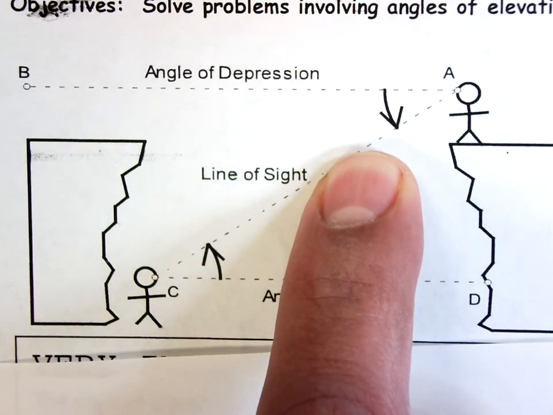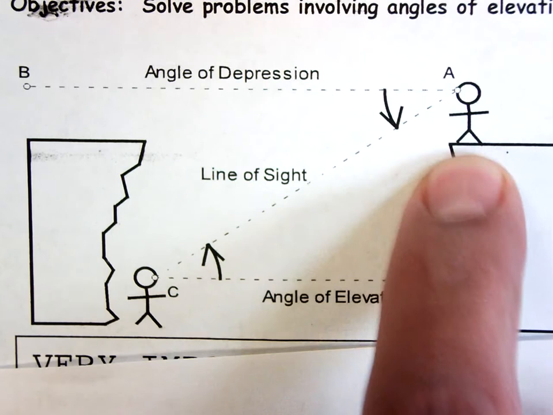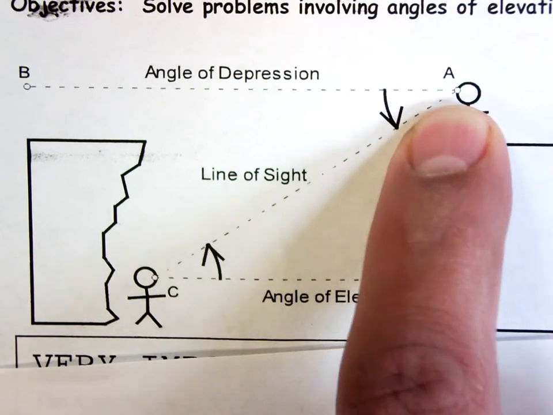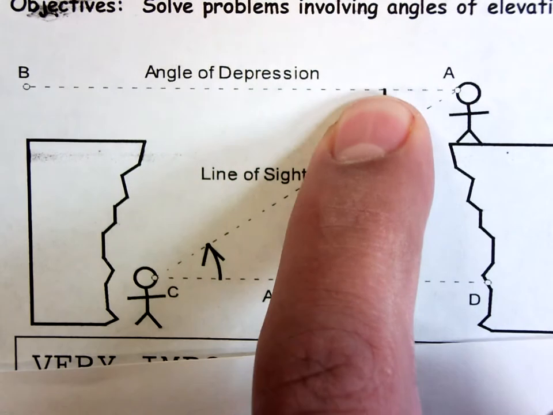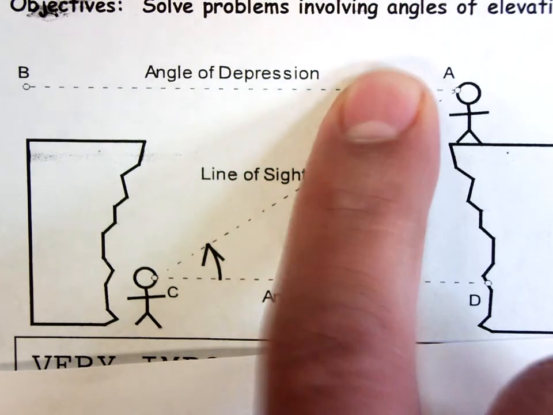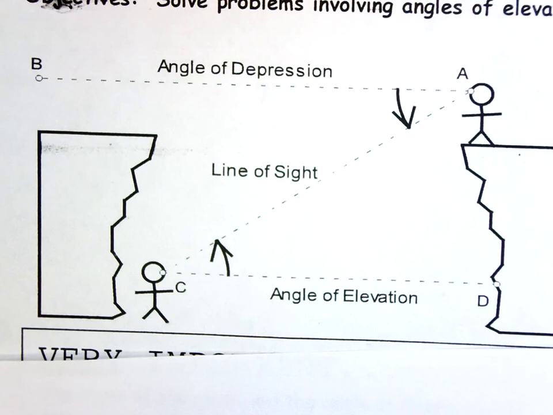A lot of you guys want to mix these up and say that this angle right here is the angle of depression. This one is not the angle of depression. It is this one because it is made with the horizontal and the line of sight. Again, we'll do more practice in class.